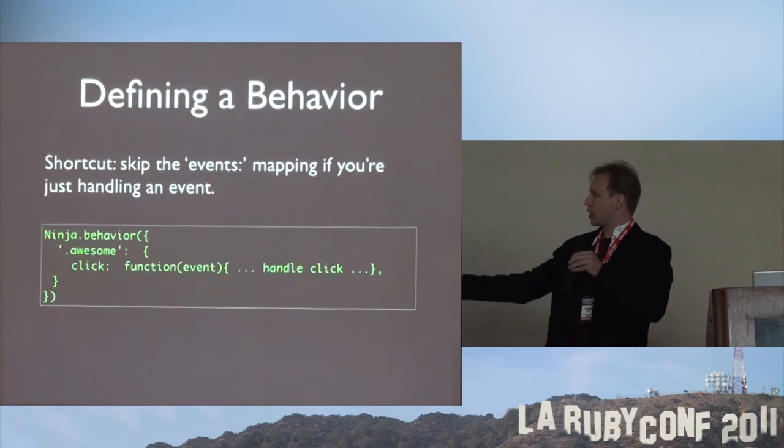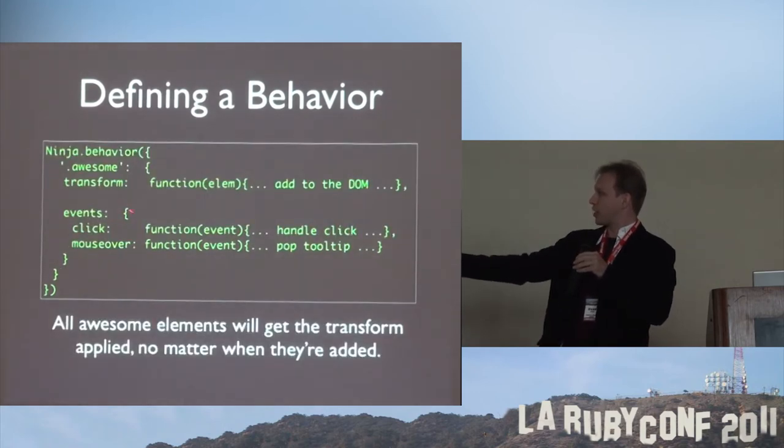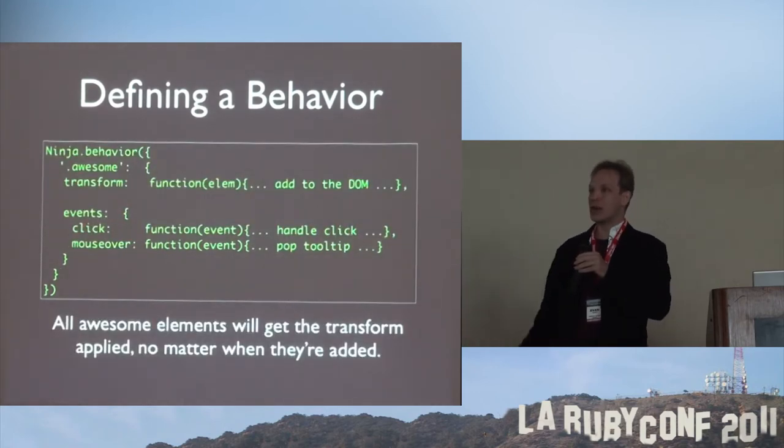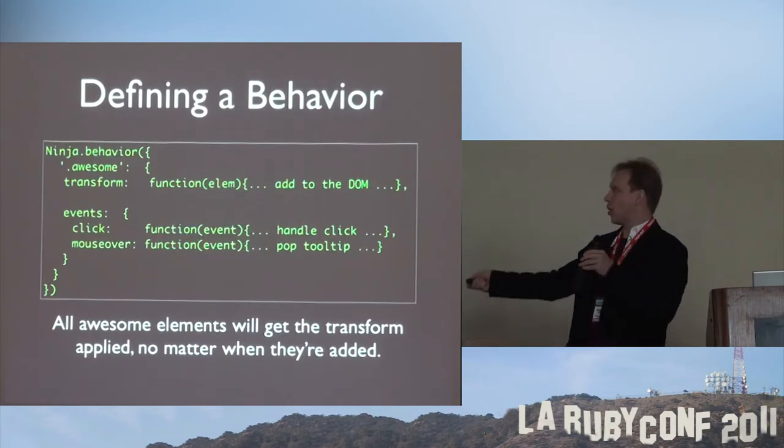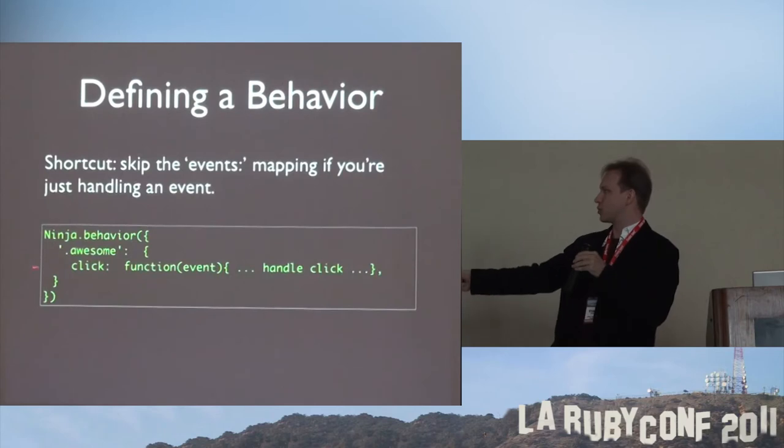There are also some shortcuts. Back on this one, you can see we've got an events block that has click and mouse over. In a lot of cases, you're just going to have a single event handler. You don't want all of this extra structure. So to make it simpler, you can just specify that .awesome has a click handler, etc.